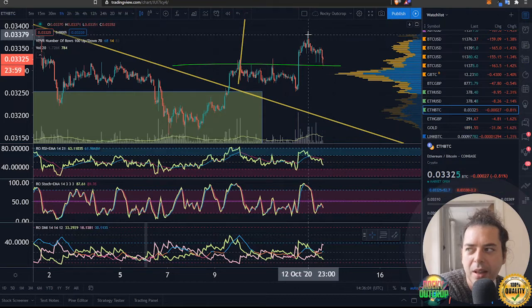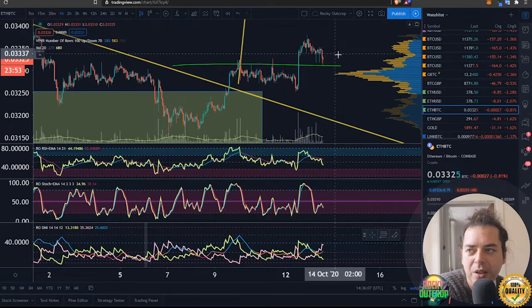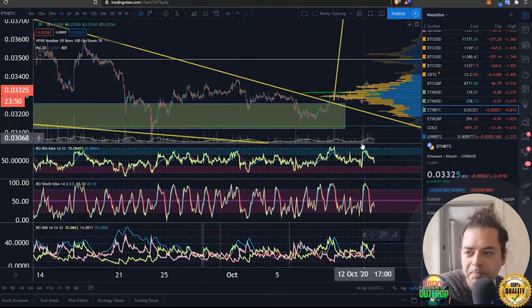We know that we didn't quite get as high as 0.034. We got up to 0.03379. Pretty good, but not the full banana.